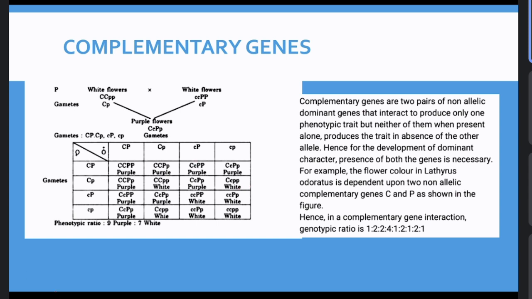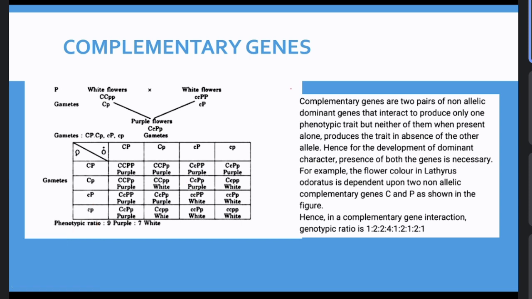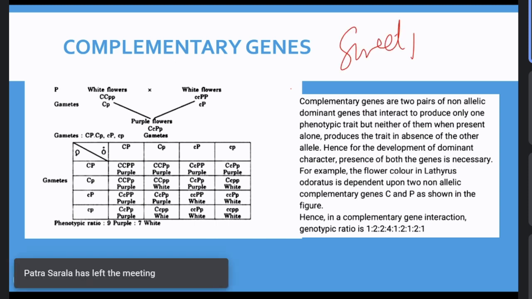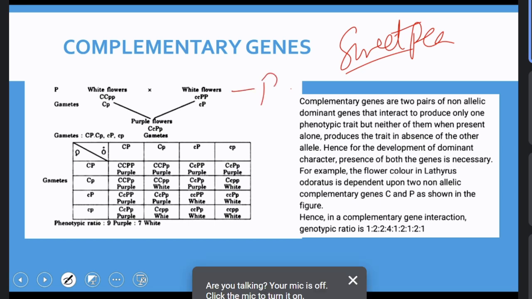So today's topic is complementary genes. For this, the scientists, the names of which were not given in the book, have selected the flower color in the sweet pea, the scientific name of which is Lathyrus odoratus. The scientists observed that all the sweet pea plants have either purple or white flowers.